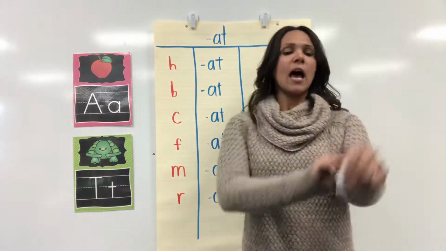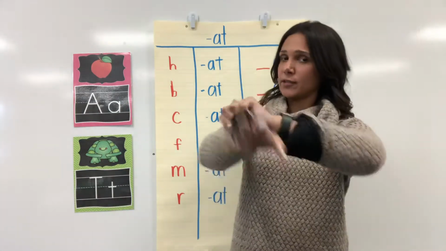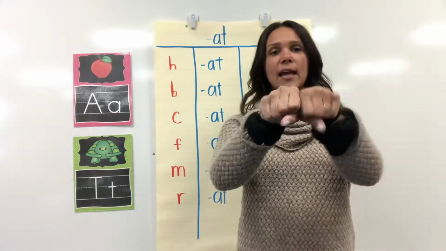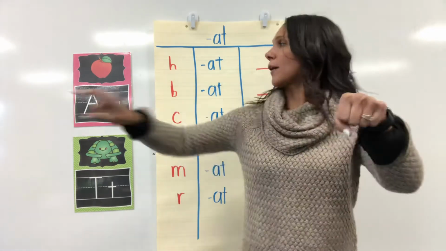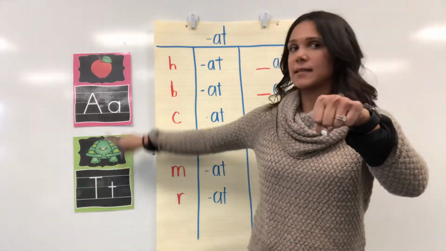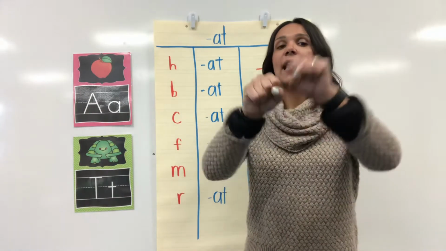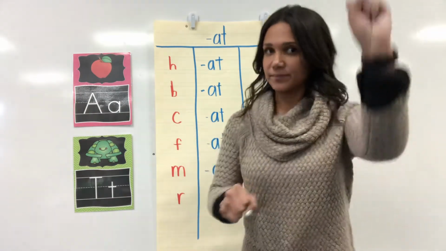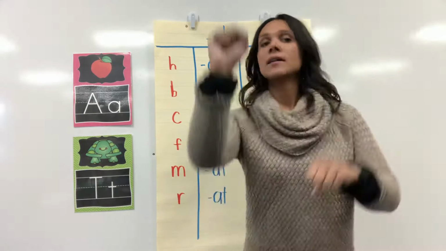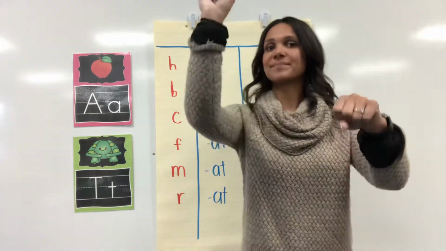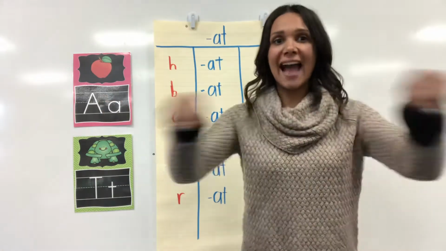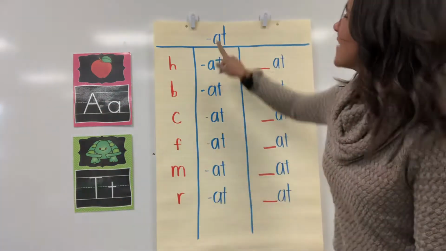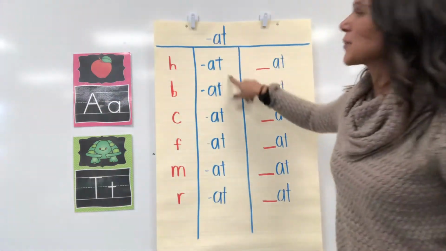So boys and girls, I want you to roll up your sleeves if you need to. Okay, take your hands, put them in a ball, put them together. All right, A and T, here we go. Echo me, eh, eh, eh. T, t, t. Eh, t, at. Good, we have A-T as our word family.